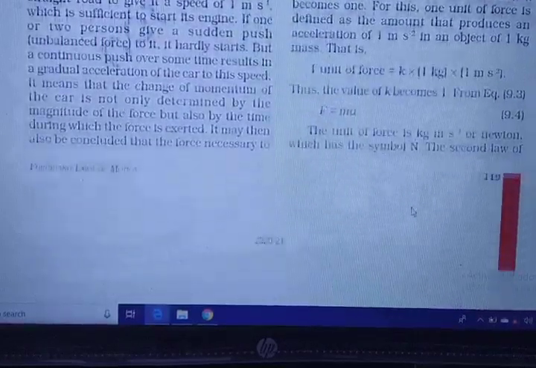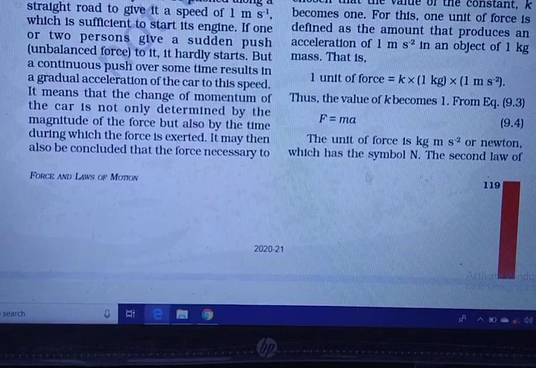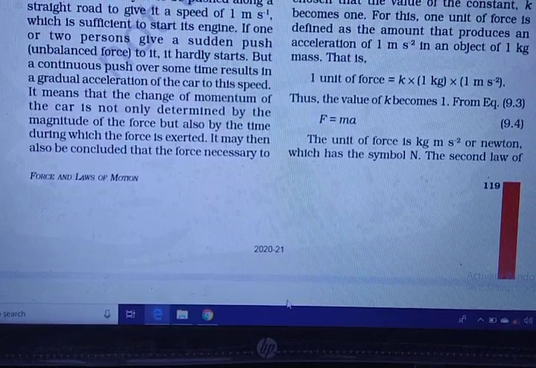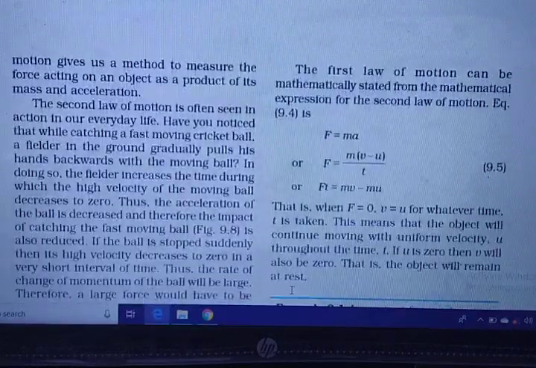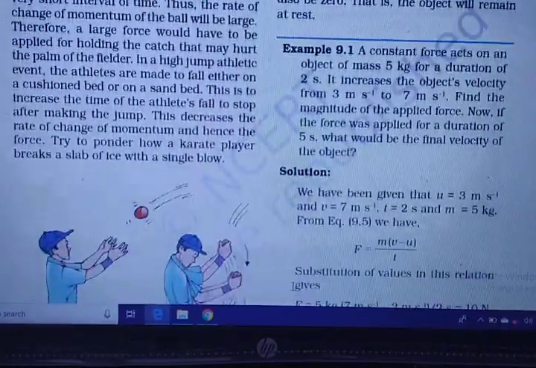Already till here I have taught you about the second law. F is equal to mass into acceleration. It is according to the second law of motion. Got it? Now, after getting the knowledge of all these things, have you solved these numericals?